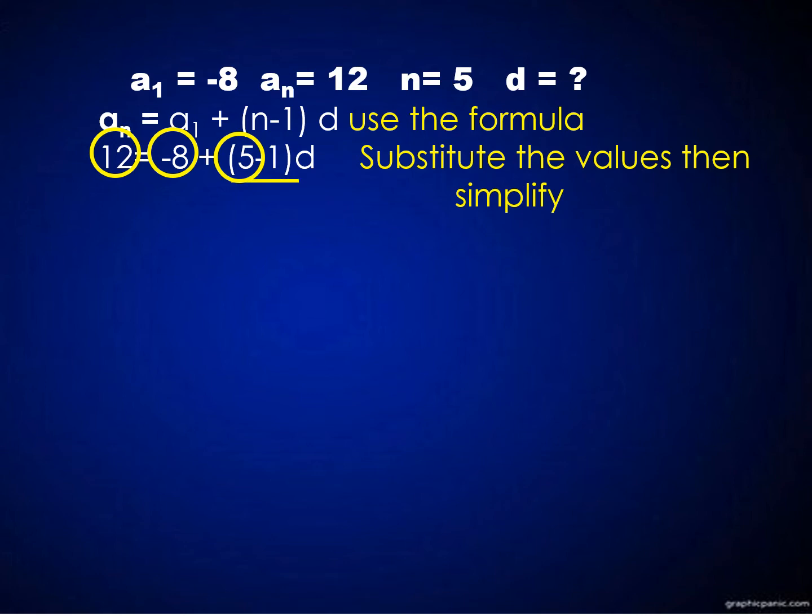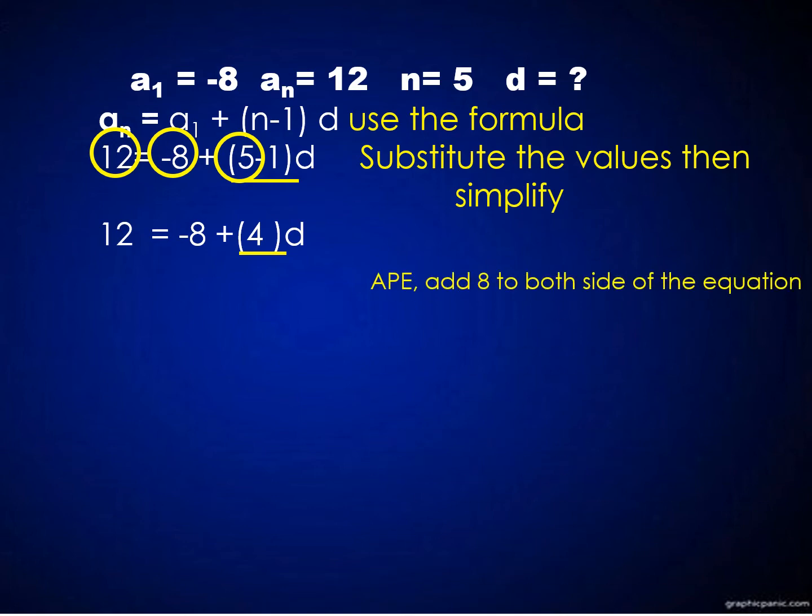Solve for d. Uunahin natin i-simplify yung nakaparenthesis, that is 5 minus 1, and that is 4. Then, 4 times d yun. Magkatabi sila. Then, after ma-simplify yon, mag-APE ka, mag-a-add ka both side ng 8, right and left. So, positive 8 sa kanan, positive 8 sa kaliwa. So, yung nasa right side mo, magsisiro na yon, matitira yung 4d. Dito naman sa left side mo, 12 plus 8, and that is 20. Kaya, meron tayong 20 is equal to 4d.